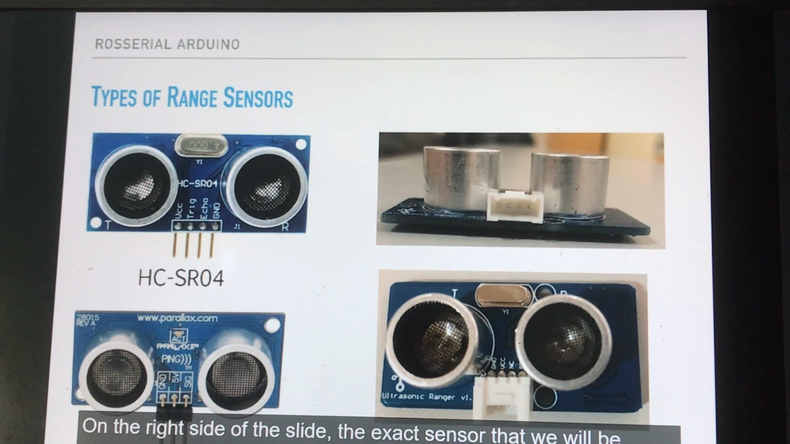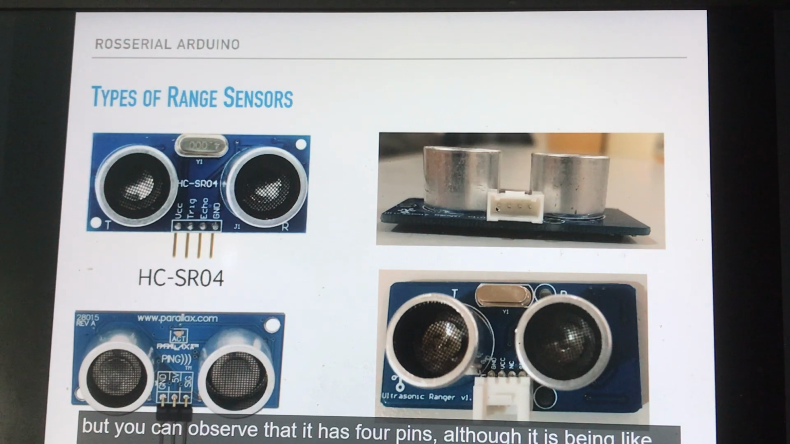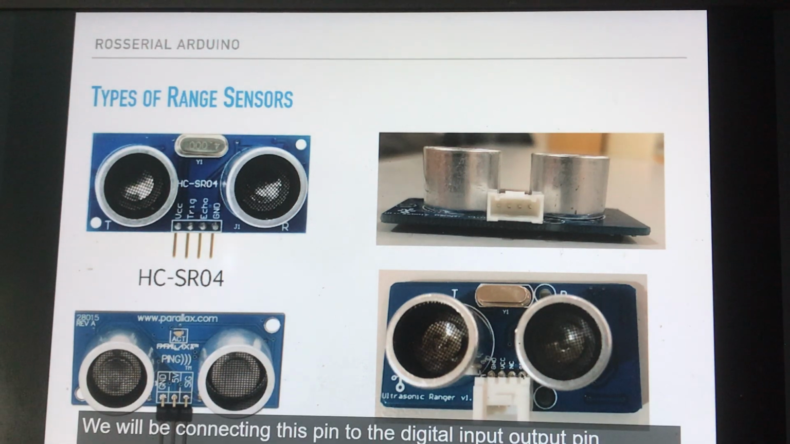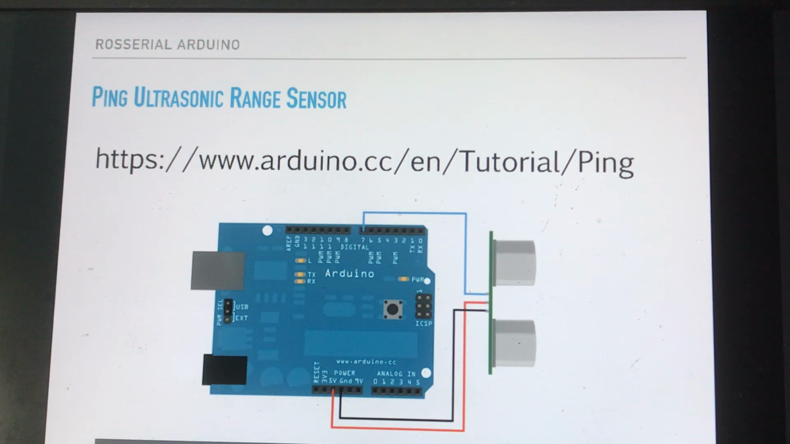On the right side of the slide, the exact sensor that we will be using in the implementation is shown, but you can observe that it has 4 pins, although it is a PING-like sensor, like this one. We can observe that it has a ground pin and a VCC pin on the left side, and then the NC pin that is not used for any signal, and here we have the SIG pin on the far right side, which is used for both sending the pulse and receiving it back. We will be connecting this pin to digital input-output pin number 7 for sending and receiving pulses. Let us see how to connect these sensors to the Arduino board.